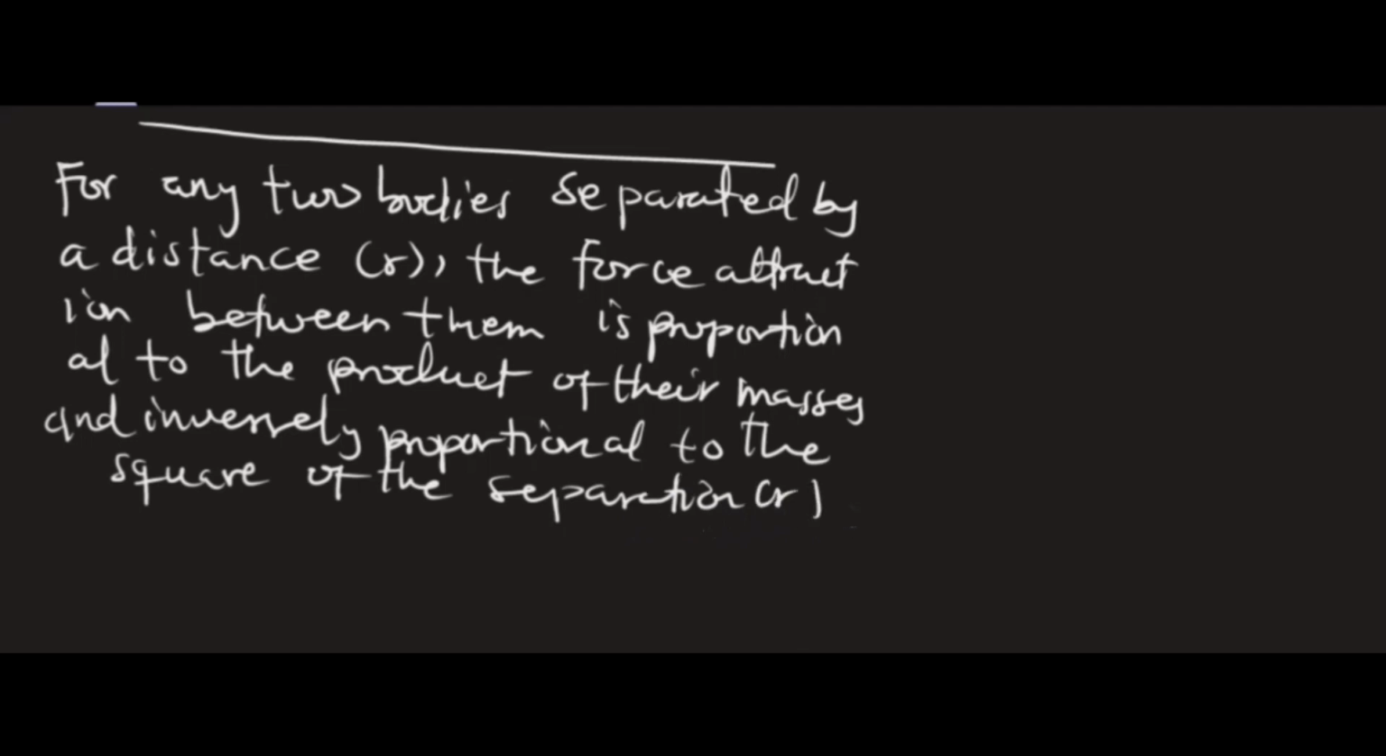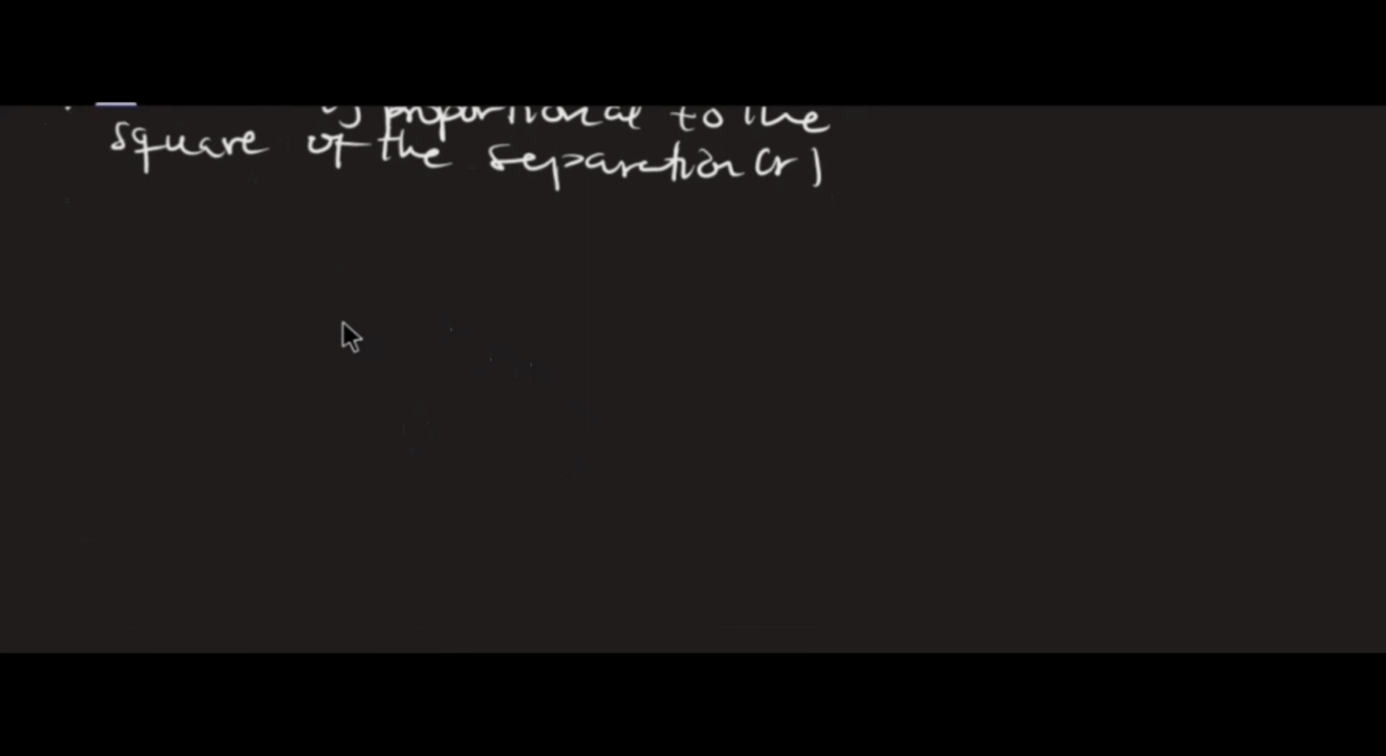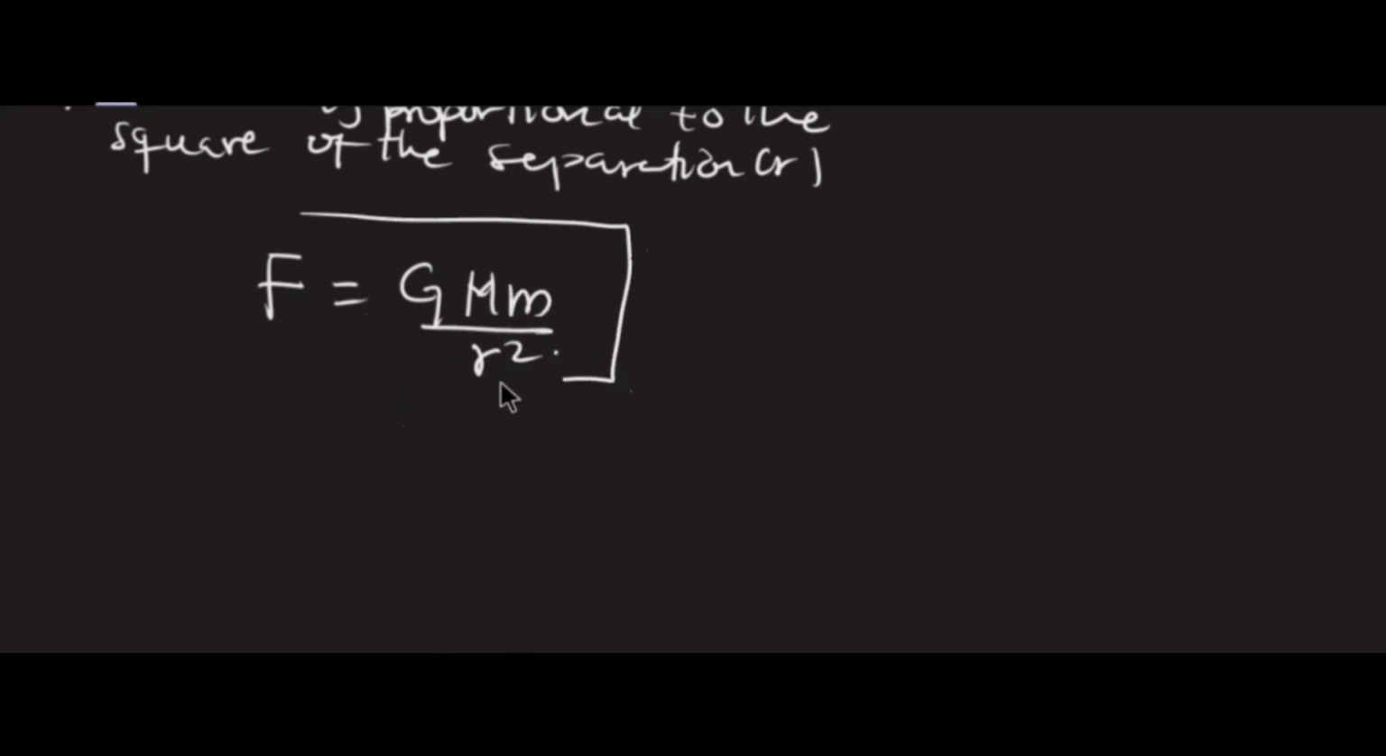So now let's see. Newton is saying that for any two bodies separated at a distance r in this universe, there is a force of attraction between them, and that force has a magnitude which is proportional to the product of their masses and inversely proportional to the square of the separation. Mathematically, it is F is equal to capital G m1 m2 on r squared. So this is the mathematical representation of Newton's gravitational law.